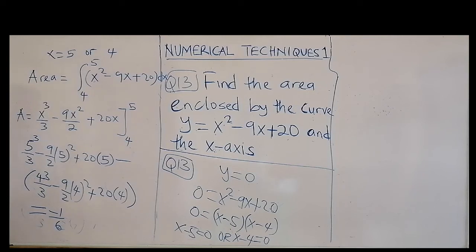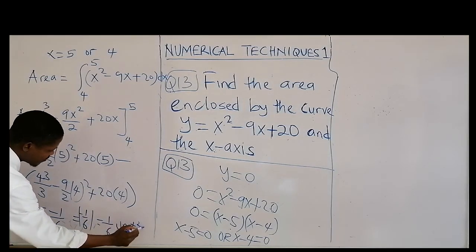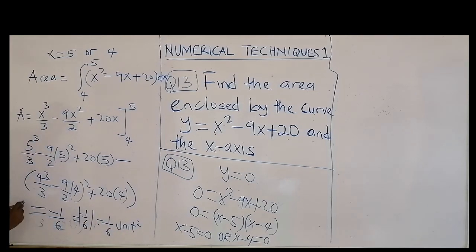If you punch your calculator, that will give you minus 1 over 6 for the area. And the area must be positive, so you take the absolute value of that, which is 1 over 6 unit squared. So that's the area.